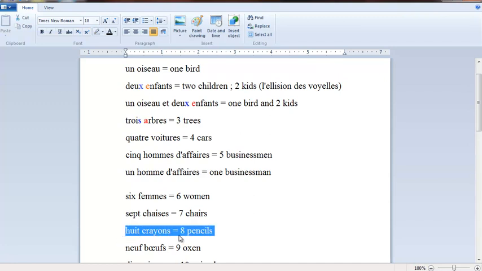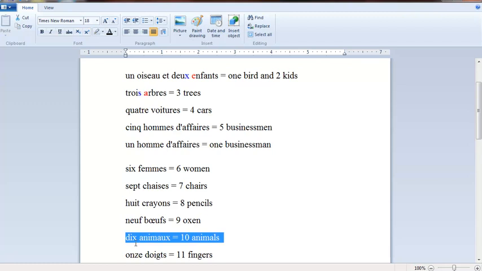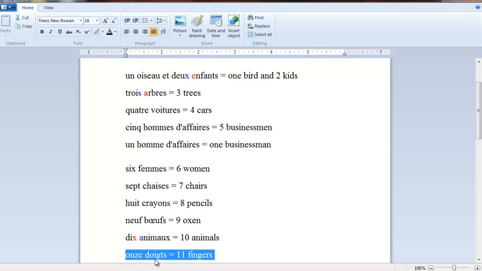8 crayons. 8 pencils. Be careful, this H you don't pronounce it. That's why it's called a mute H. H muet. 8 crayons. Then again, 9 bœufs. 9 oxen. 10 animaux. 10 animals. 11 doigts. 11 fingers.